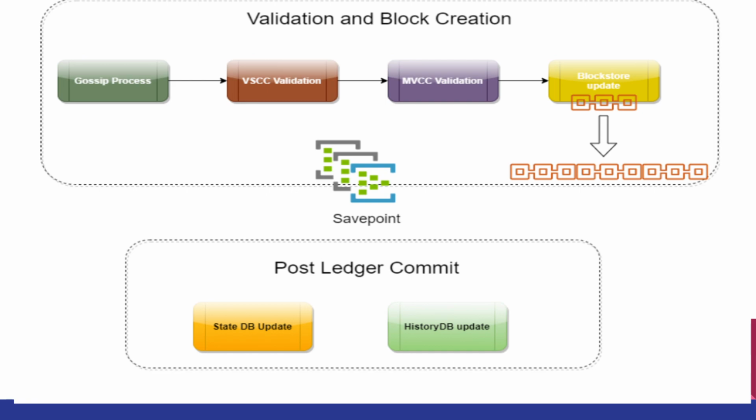This is a holistic diagram which I have drawn to make you understand where the save point occurs and the different contexts of Hyperledger Fabric blockchain. You can see there are two sections. The first section is the validation and the block creation, and the next section is the post ledger commit.